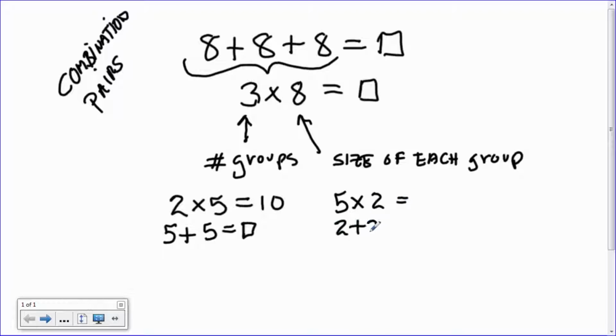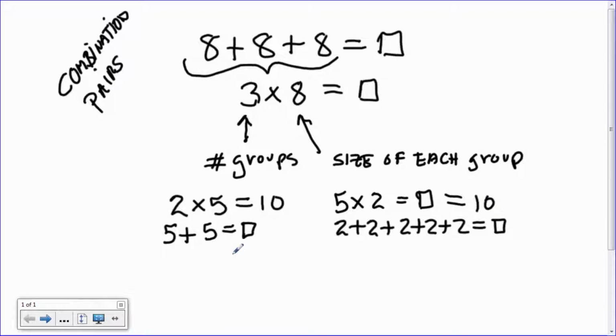So this really means that I have 5 groups each of size 2. But 5 times 2 is our abbreviated notation. And when I want to know how big that is, well, that's 10. So again, any pair of numbers where the multiplier is the number of groups and it's the number given first, and the multiplicand, which is the second number, is the size of each group, if that product ends up being a friendly number, then we call that a combination pair.